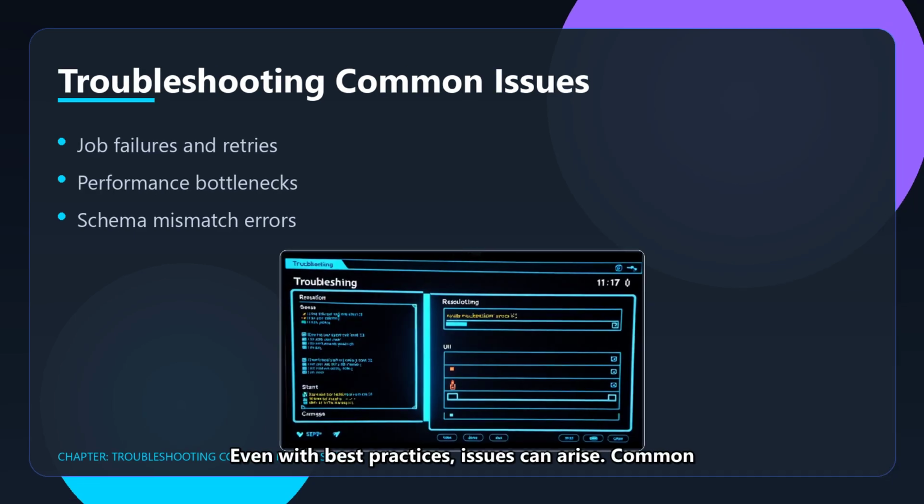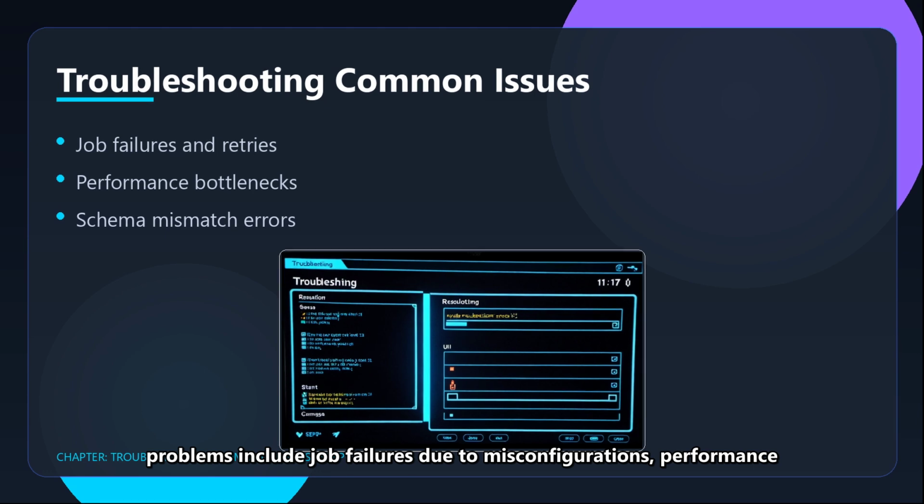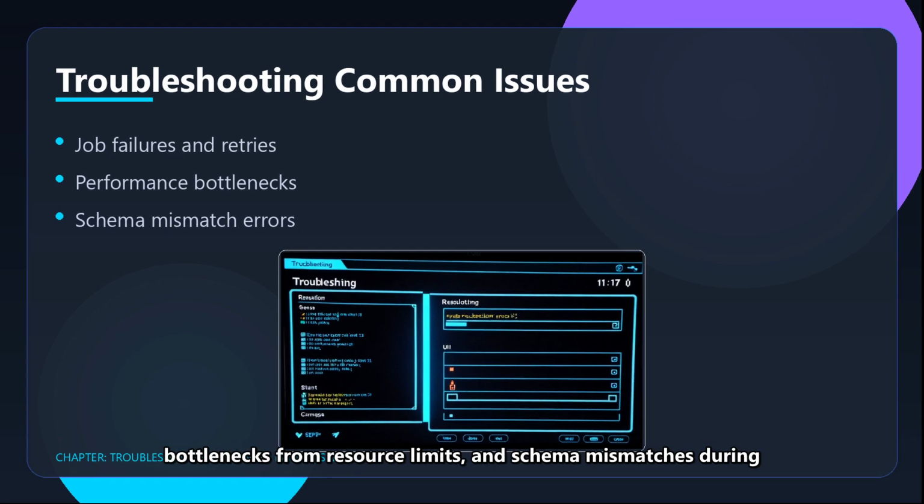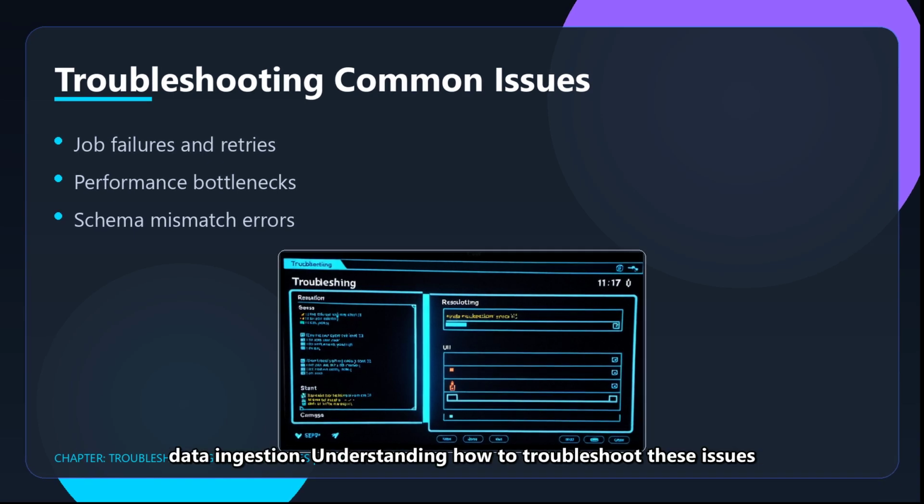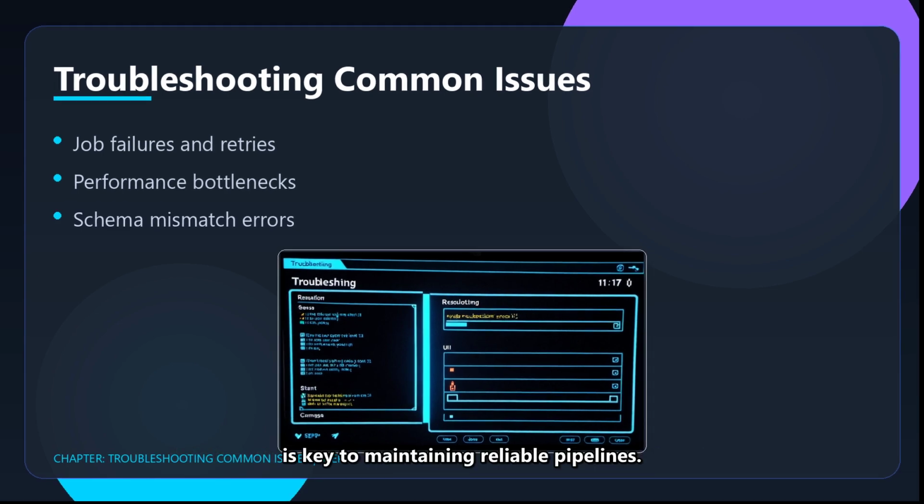Even with best practices, issues can arise. Common problems include job failures due to misconfigurations, performance bottlenecks from resource limits, and schema mismatches during data ingestion. Understanding how to troubleshoot these issues is key to maintaining reliable pipelines.